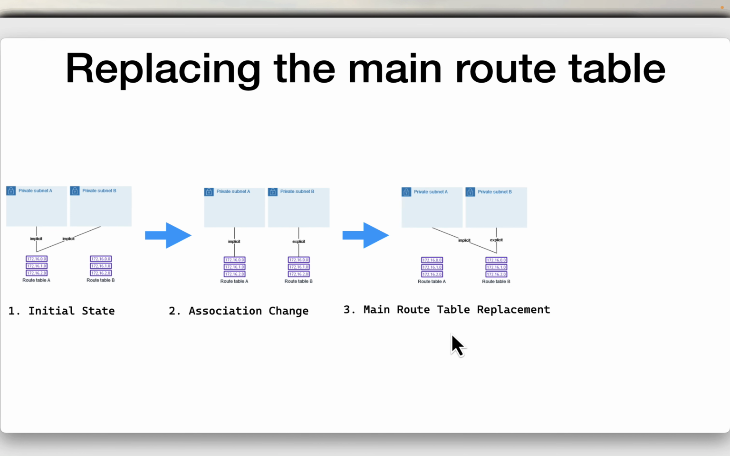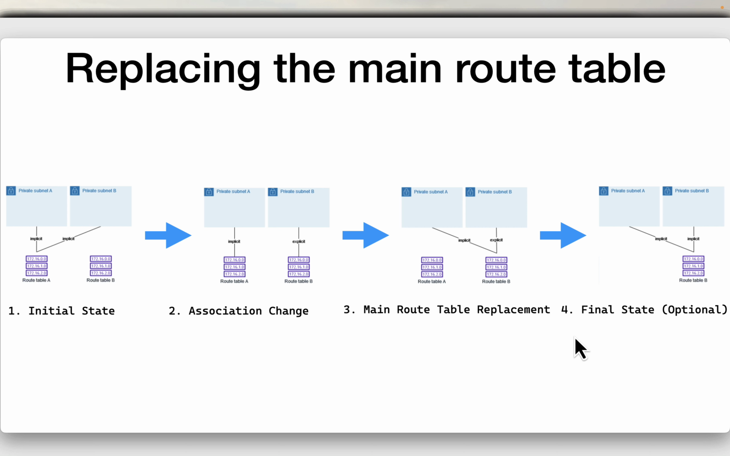Third, main route table replacement. After successful testing, route table B is designated as the new main route table. So we have changed this association also. Subnet A, which was originally associated with route table A, now falls back to an implicit association with route table B, since it is the new main route table. Subnet B retains its explicit association with route table B.